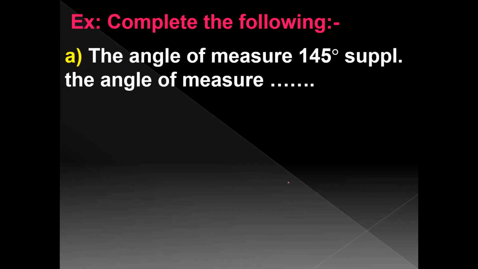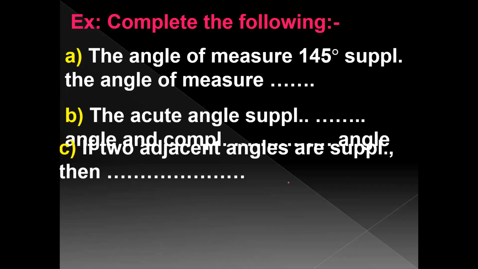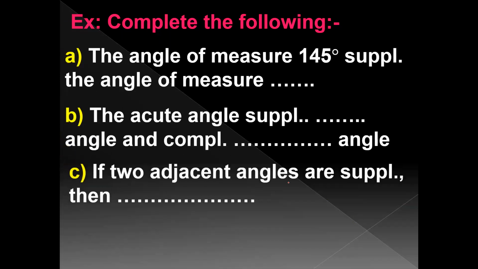Complete the following. The angle of measure 145 supplements the angle of measure what? The first angle is 145. Supplements means their sum is 180 degree. So if one of them is 145, the second will be what? 180 minus 145, so the measure is 35 degree.